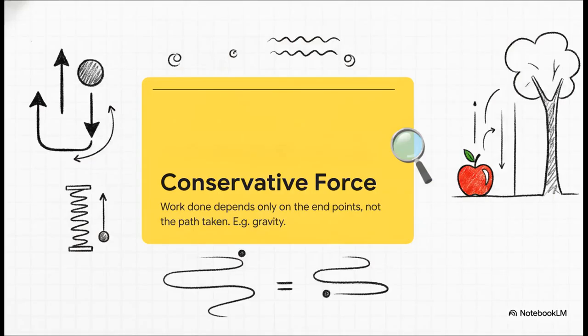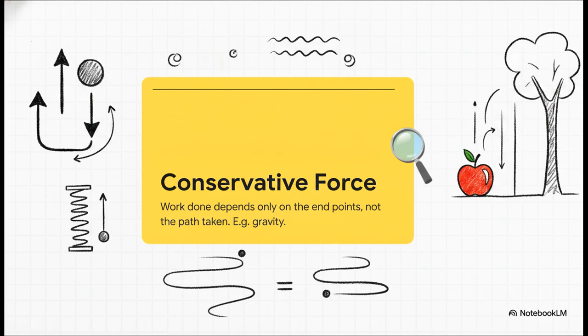But here's the catch. This potential energy only exists because of a very special type of force, a conservative force. This is a force where the work done depends strictly on the initial and final positions. It completely ignores the path taken to get there. Gravity is conservative. Spring forces are conservative.